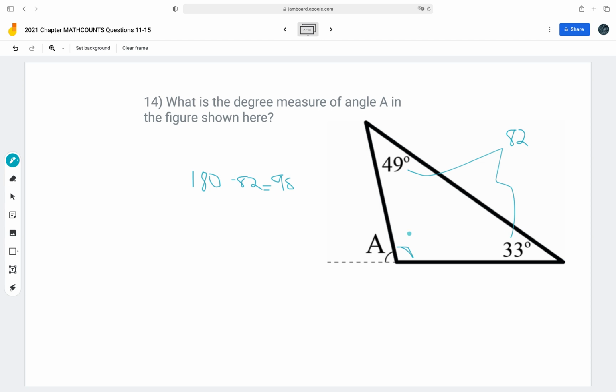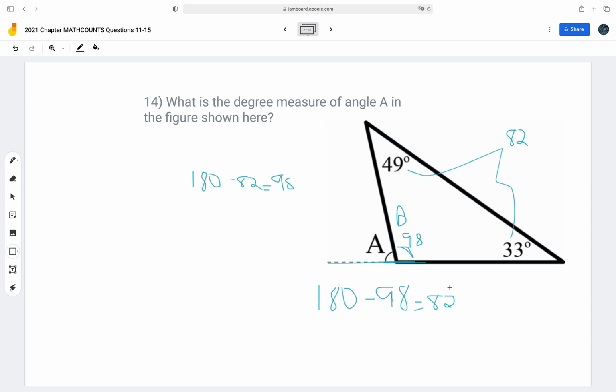So we can say that angle A is equal, let's just say this is B. Angle B is 98 degrees. So then A, since this is a straight line, lines have 180. So then it's just 180 minus 98, which you would get. That's minus 100 plus 2, so 80 plus 2, which is 82. So A is 82 degrees.